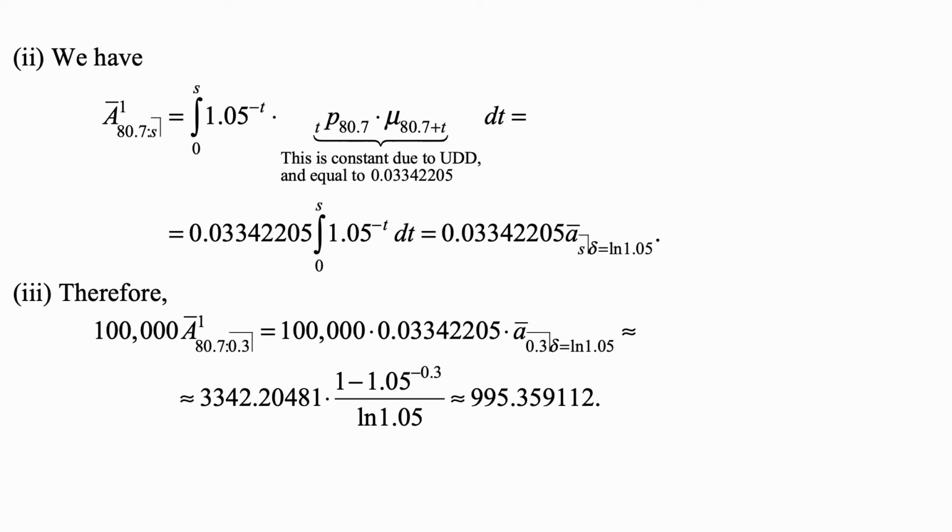And we just calculate then, this is 3342.20481 times 1 minus 1.05 to the negative 0.3 over the natural logarithm of 1.05, that's delta, and that's approximately equal to 995.359112.